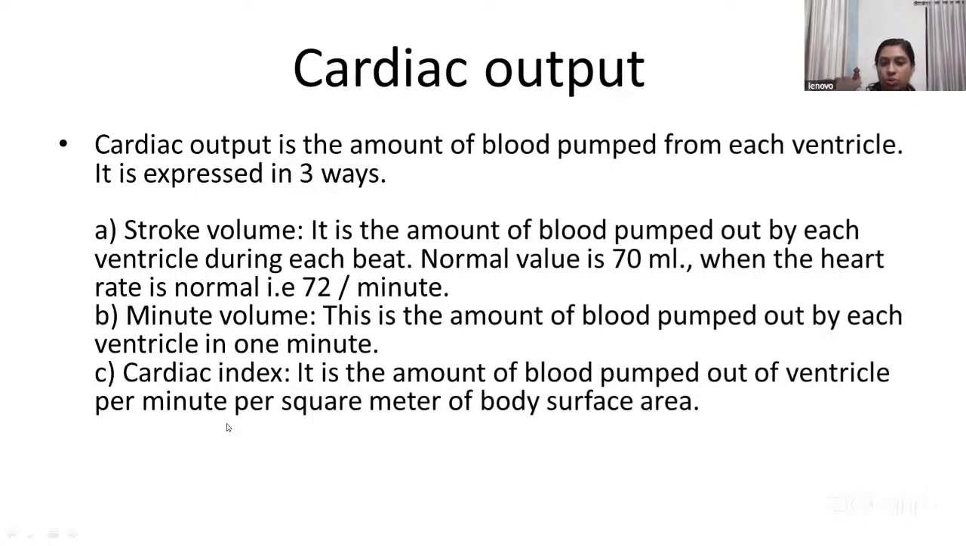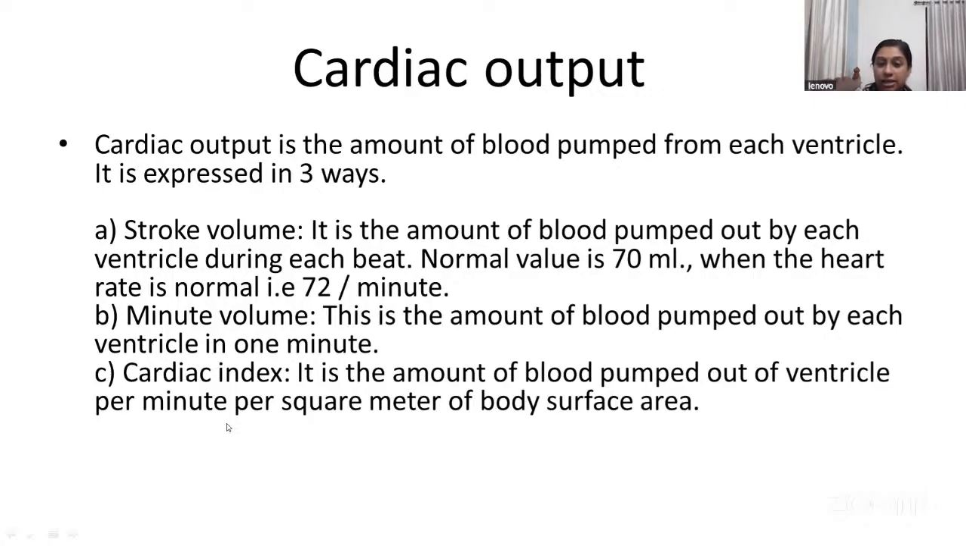So what is stroke volume? It's the amount of blood pumped by each ventricle during each beat. The heart is beating around 72 times in a minute. So the amount of blood pumped in one single beat is what we call stroke volume. And minute volume is the amount of blood pumped out by each ventricle in 1 minute.